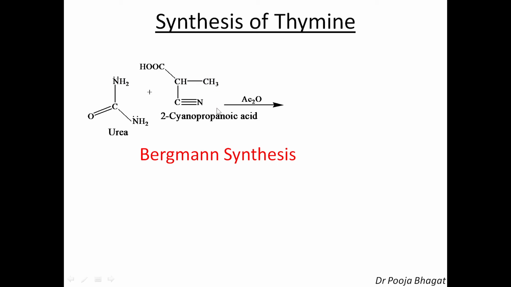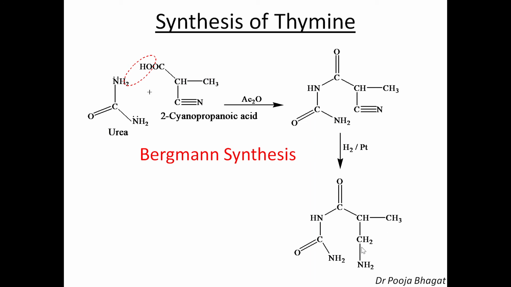Okay. So acetic anhydride, again a dehydrating agent, helps in the removal of the water molecule. So H from here, OH from here goes out, and now there is a bond between the nitrogen and the carbon. So what will you get? This compound. Okay. Now you treat it with hydrogen and platinum. This is catalytic reduction, and when you do the catalytic reduction, the cyano group gets converted into CH2NH2. So you'll get CH2NH2.